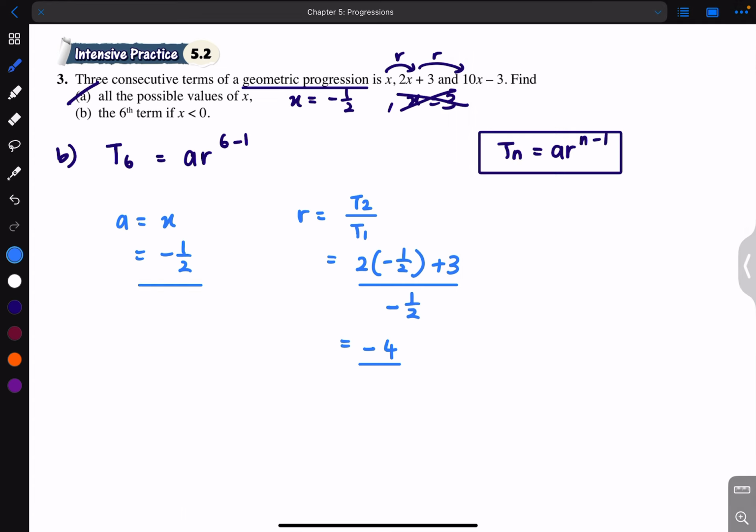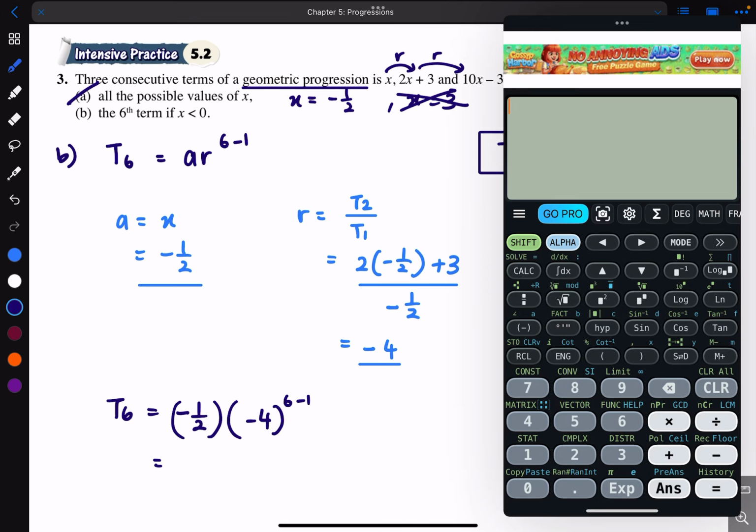Now we can find our T6. We sub this into the equation. So T6 will be A R to the 6 minus 1. 512. Done. That's it.